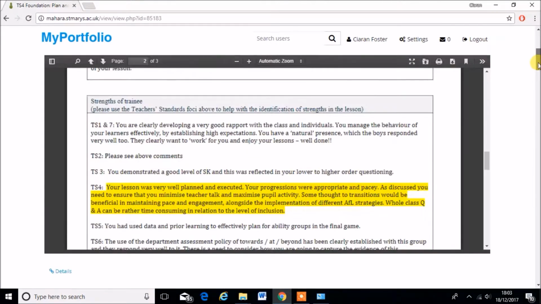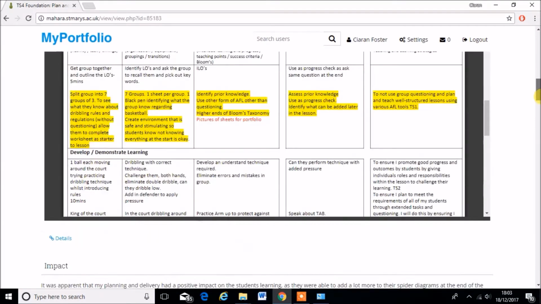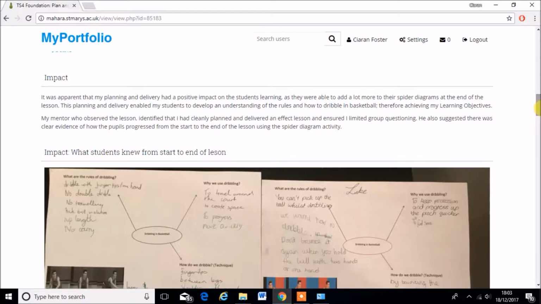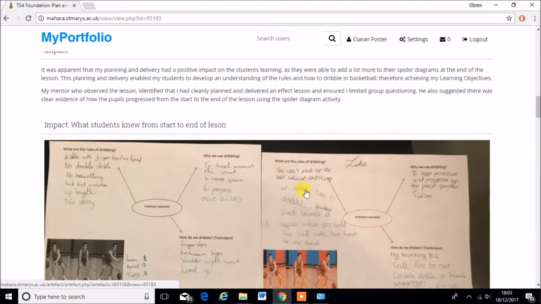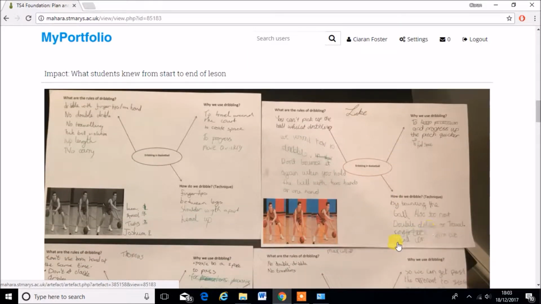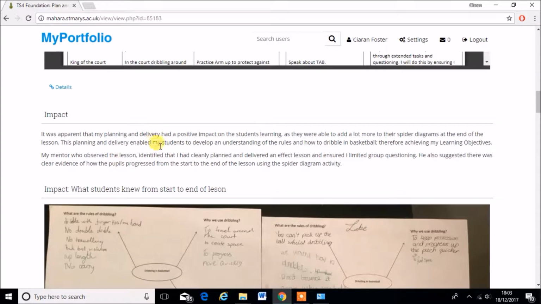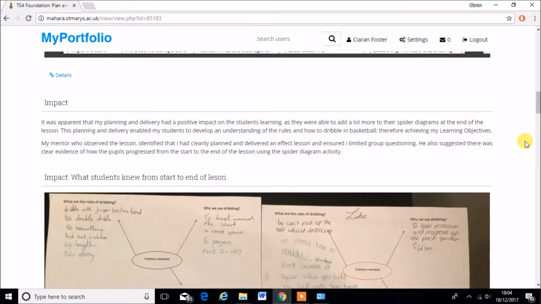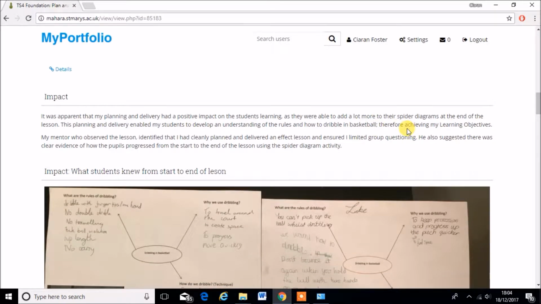Looking at the impact, I used the green pen to show the difference, and you can see there's a lot more being added in green pen within the lesson. So the impact is apparent: planning had a positive impact on the students' learning, and they were able to add a lot more to the spider diagrams at the end of the lesson. This plan and delivery enabled my students to develop an understanding of the rules of how to dribble, therefore achieving my learning objectives. This came from my detailed planning.